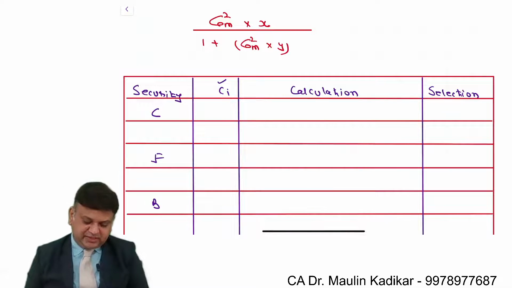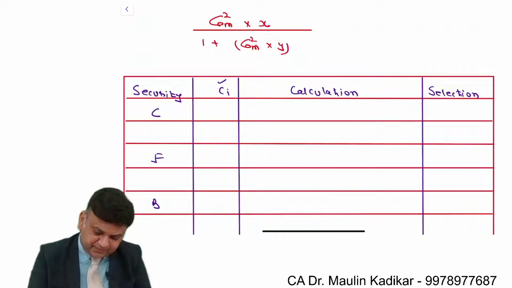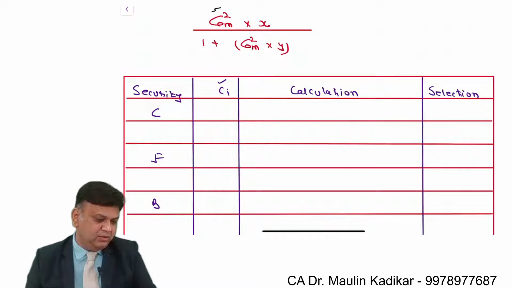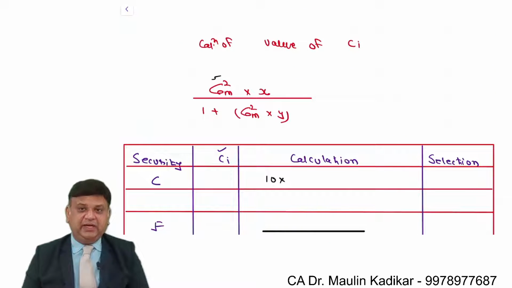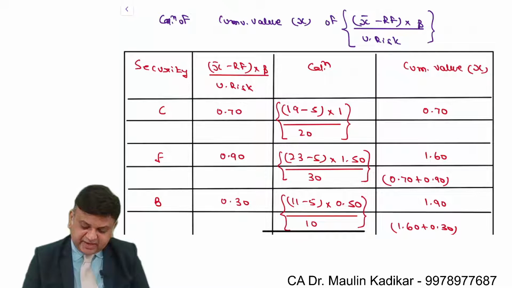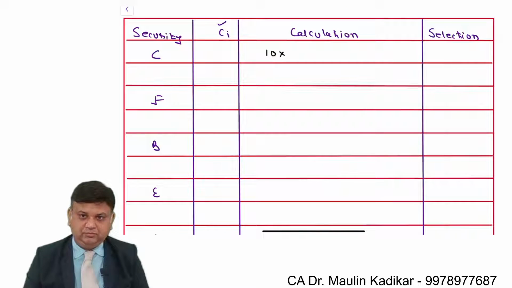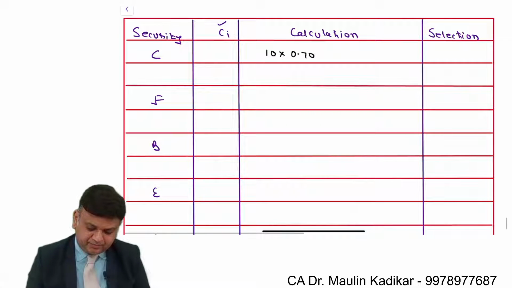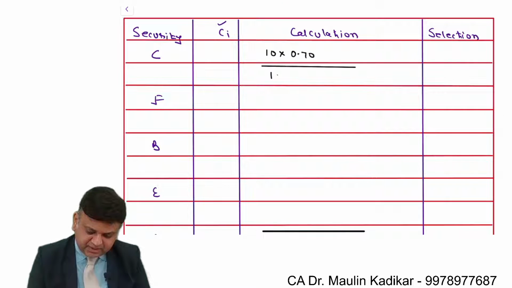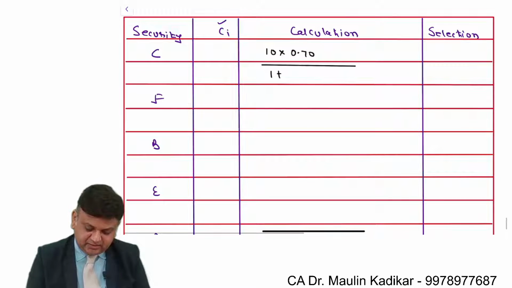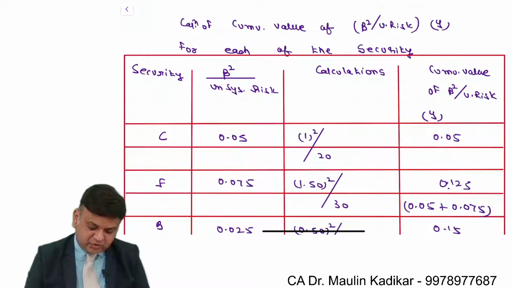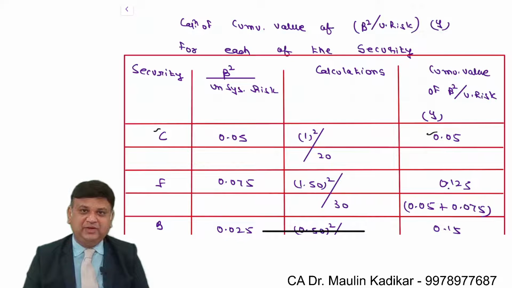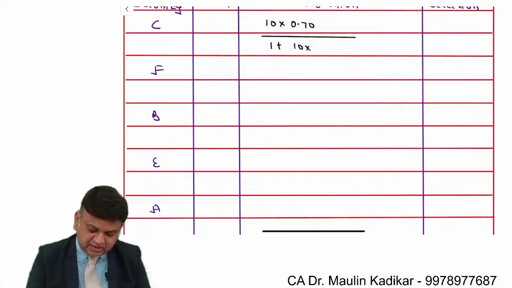Now friends, for making calculation of the answer, we are required to perform the calculation in this way. We'll start with the variance of the market portfolio, which is provided as 10, multiplied with the value of the X. As far as the value of the X is concerned, it is 0.70. So it is into 0.70 divided by 1 plus variance of the market portfolio, again 10, multiplied with the value of the Y. So for security C, value of the Y is 0.05.